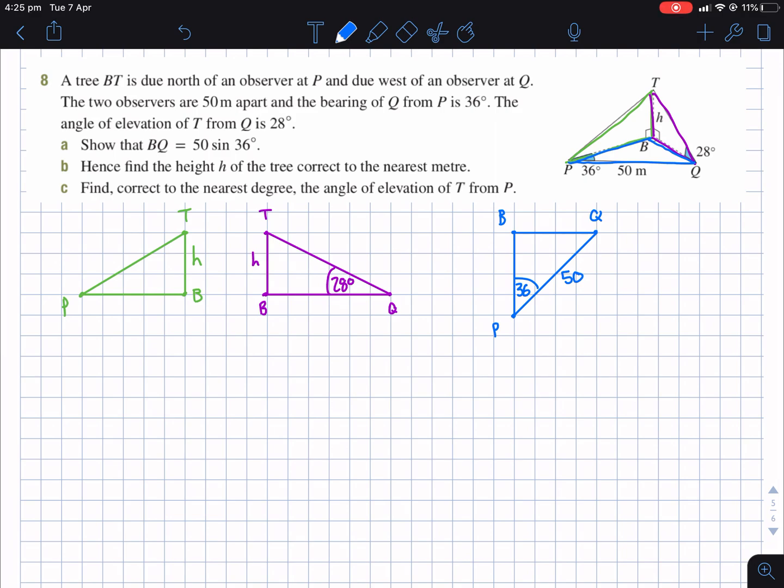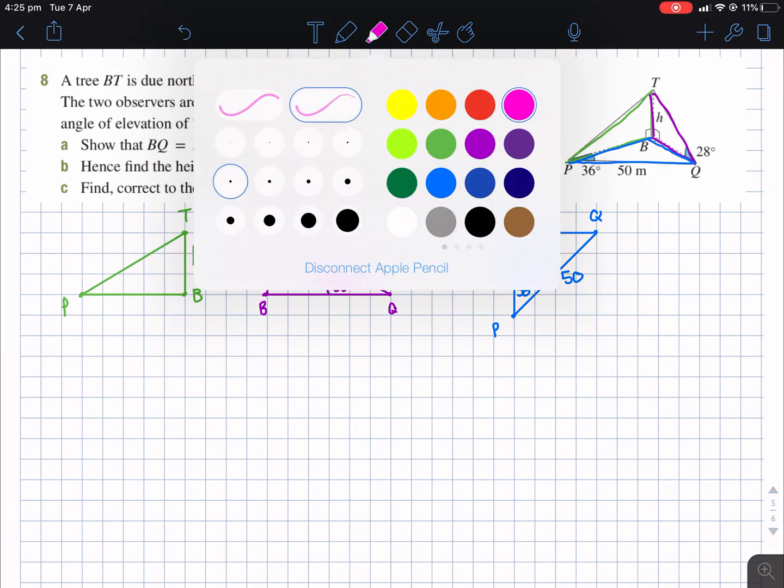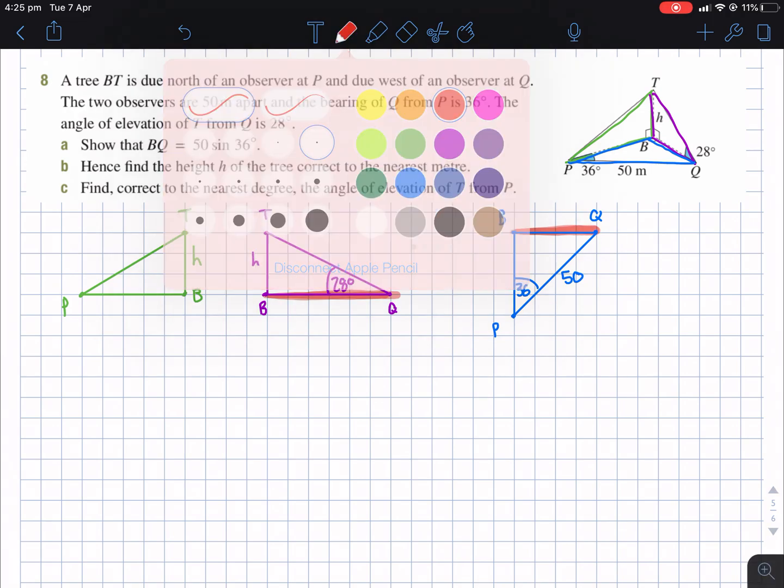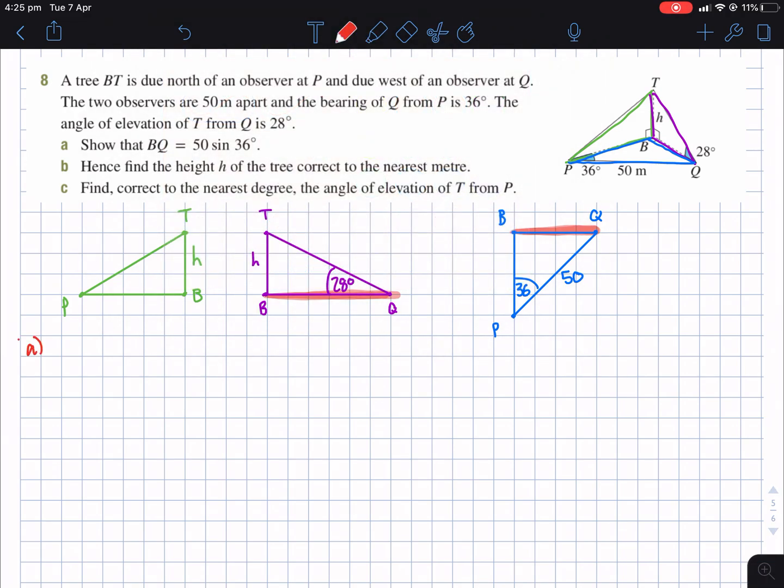Okay, now they want the line BQ. Now BQ appears here, but it also appears here. Which triangle are we going to use for this question, and why? We're going to use the one on the right because the middle triangle, you don't know any of the side lengths. You know the opposite one is labelled H, but that's it. You have an angle and nothing else. We need at least 2 pieces of information to use trigonometry.